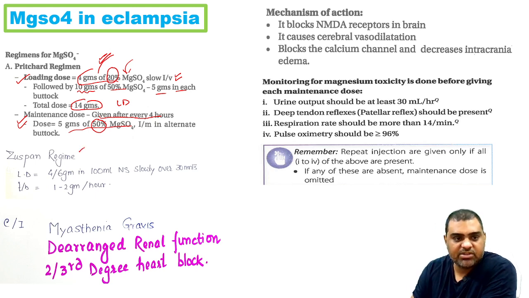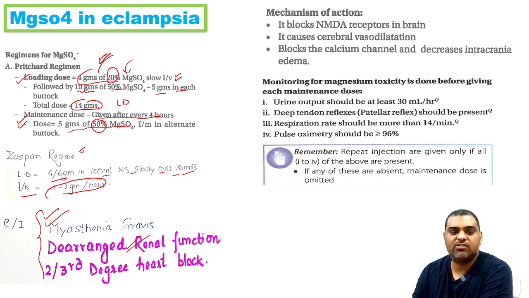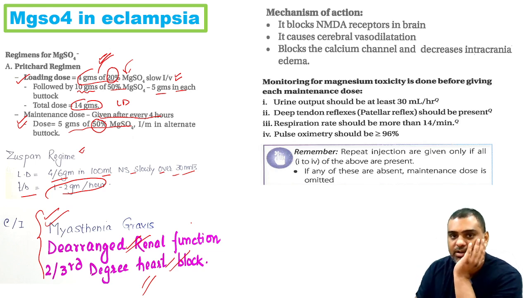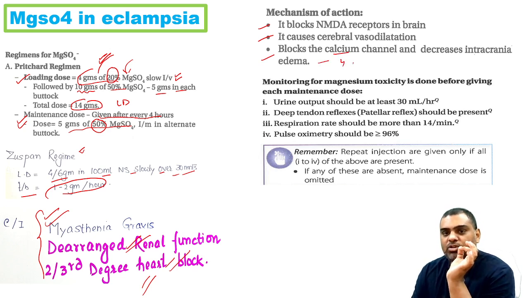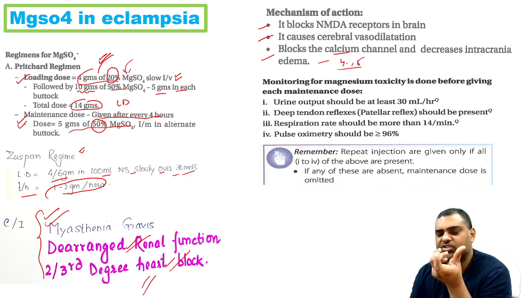Then there is the Dhanbad regimen: 4 to 6 gram in 100 ml NS slowly over 30 minutes, followed by 1 to 2 gram per hour. What are the contraindications? I have told you: myasthenia gravis, deranged renal function, and second and third degree heart block. First degree heart block, you can give. It blocks NMDA receptors, causes cerebral vasodilation, blocks calcium channels, decreases intracranial edema, and fourth and fifth, it decreases acetylcholine release and decreases the sensitivity of the acetylcholine receptor towards acetylcholine.